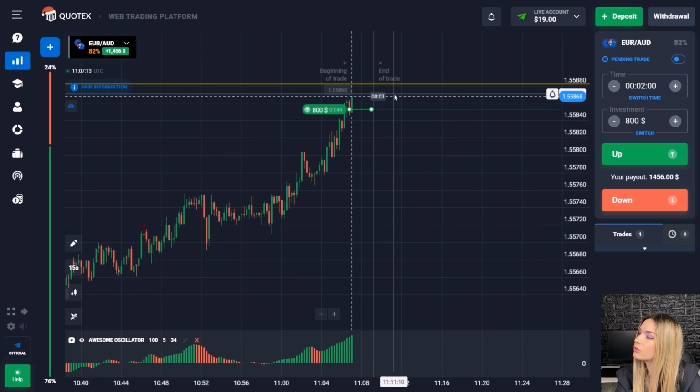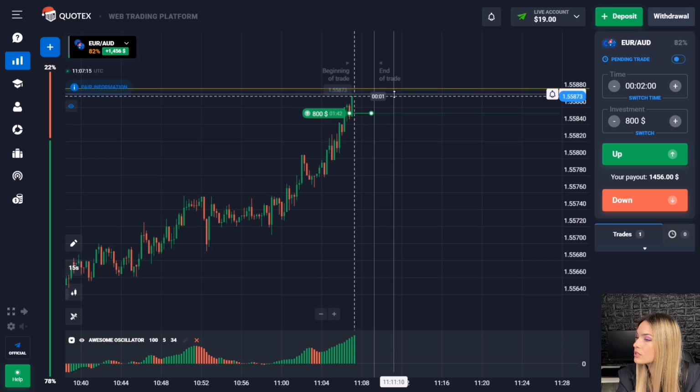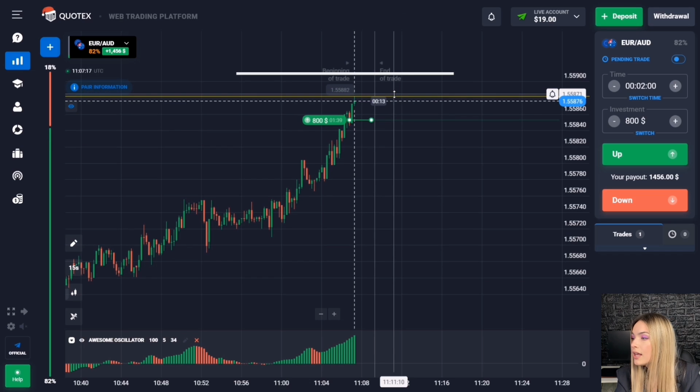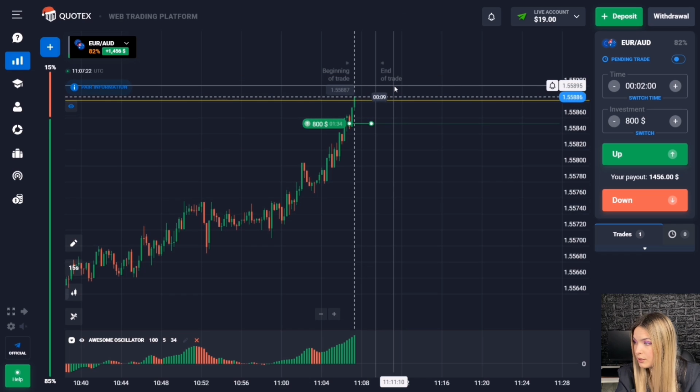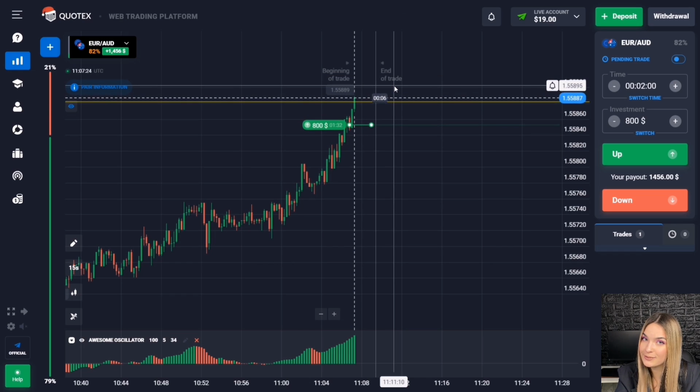A pullback can occur directly both from the beginning of the resistance zone and from its upper point. That is, at the moment it is not a clear horizontal line but a certain area. So guys, let's wait for the result.